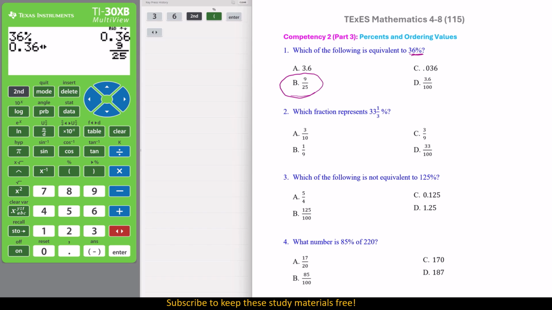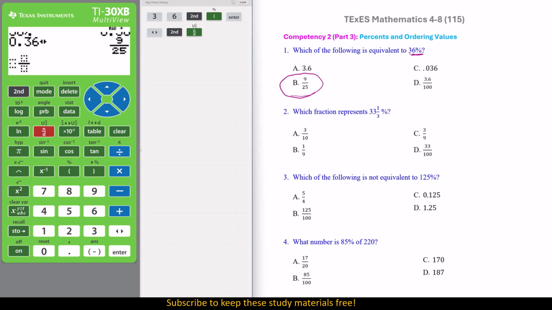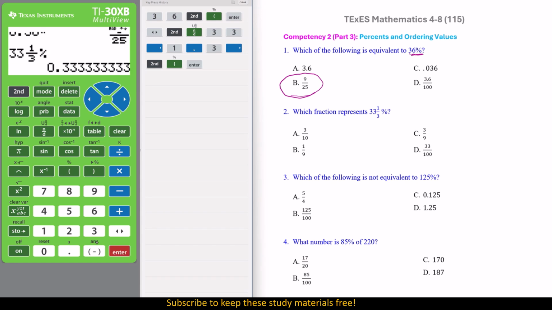Number 2, which fraction represents 33 and 1/3%? Well, let's just type it in as we see it. What do we need? Second, fraction. That sets up the mixed number. So 33, go over, 1, go down, and you have your 3. Now you have to tell your calculator, I'm working with a percent. So that's when you do second, open parenthesis, and then push enter.